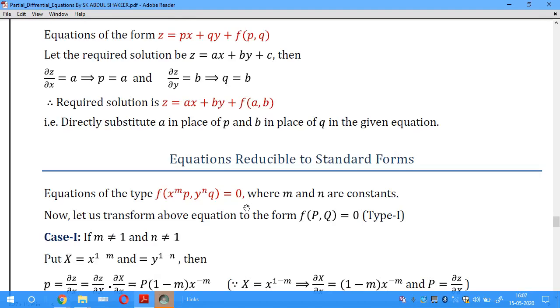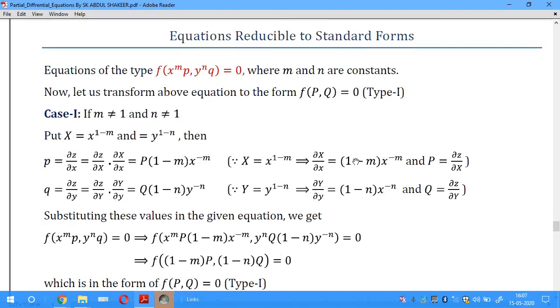Now type 5, equations reducible to standard forms. The standard form is f(p, q) = 0, that is type 1. Now the given equation is f(x^m p, y^n q) = 0, where m and n are constants. Let us transform this equation to the form of type 1, f(p, q) = 0. Here, cases arise.